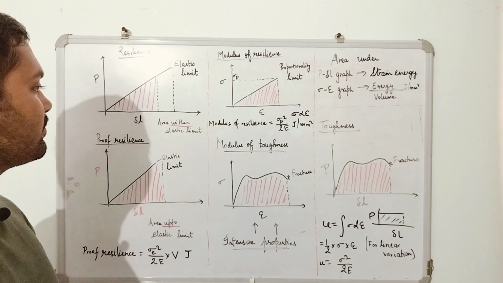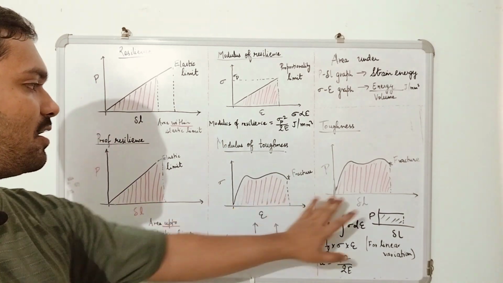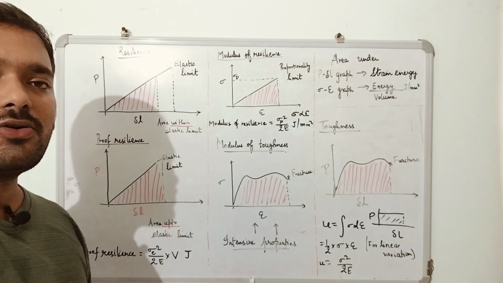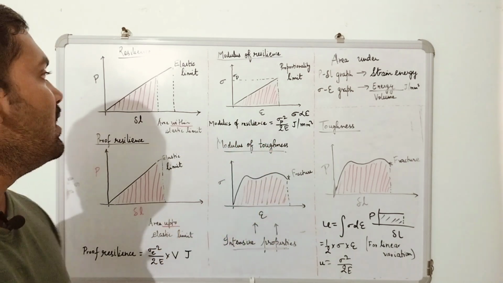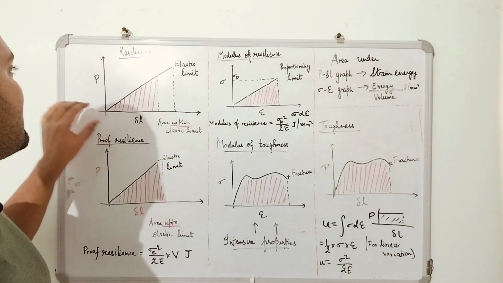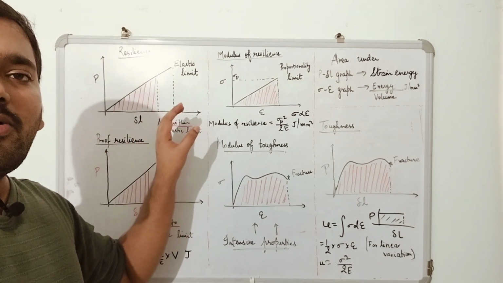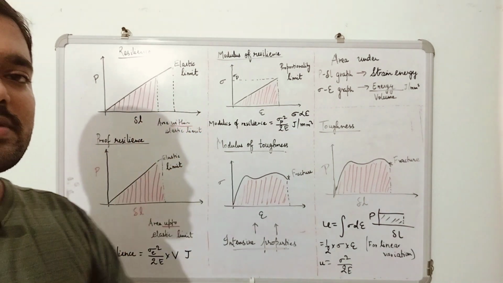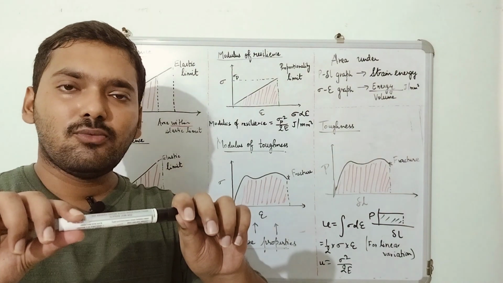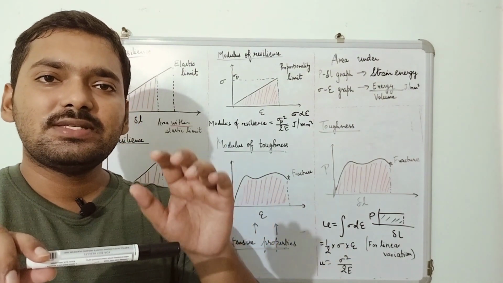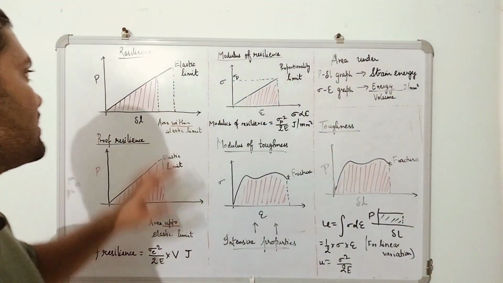And so these three graphs belong to one category, load deflection graphs, and these two graphs belong to one category, stress strain graphs. So starting with resilience, resilience is nothing but the amount of strain energy that is stored in a body within the elastic limit. Suppose there is an object and I stretch it within the elastic limit, then the amount of energy which is stored in that body is termed as resilience.